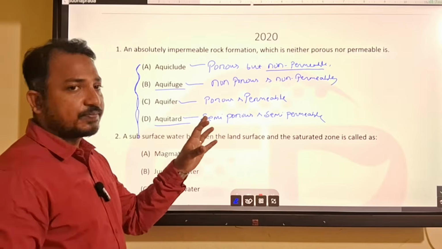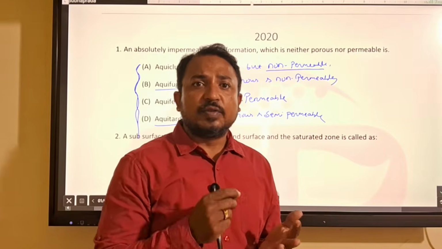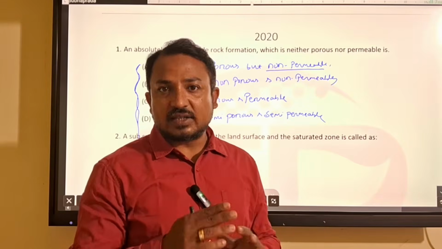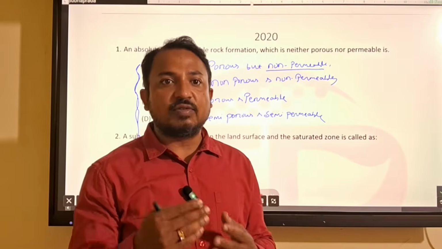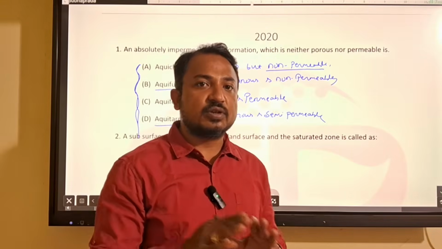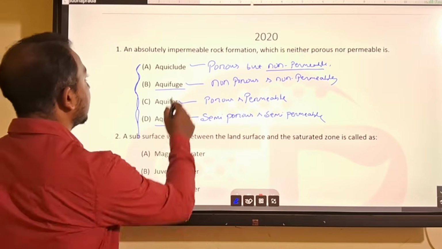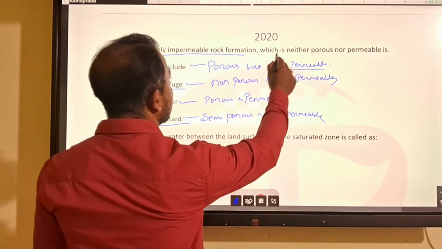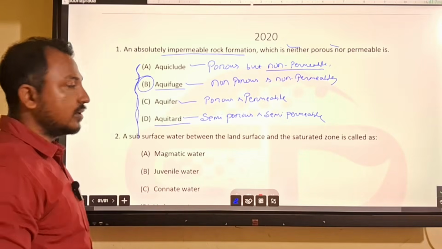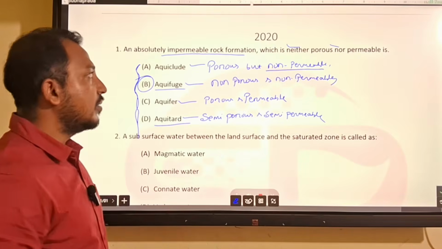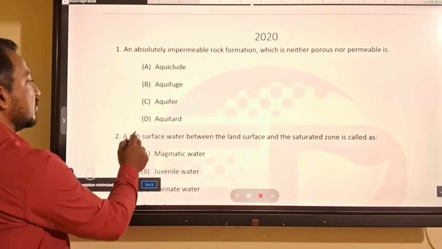First remember, aquifer is porous and permeable. Then your aquitard is semi-porous and semi-permeable. Then aquiclude is porous but non-permeable. Then aquifuge is non-porous and non-permeable. Here we are given an impermeable rock formation which is neither porous nor permeable. That means it will be aquifuge. So the answer will be aquifuge.